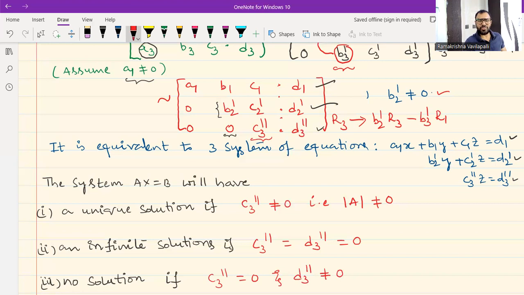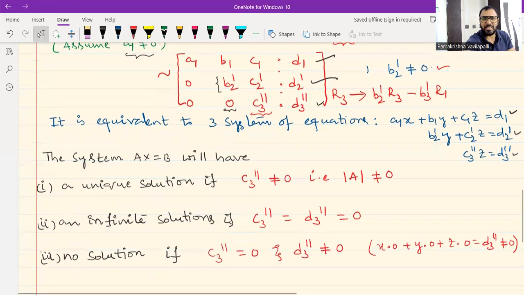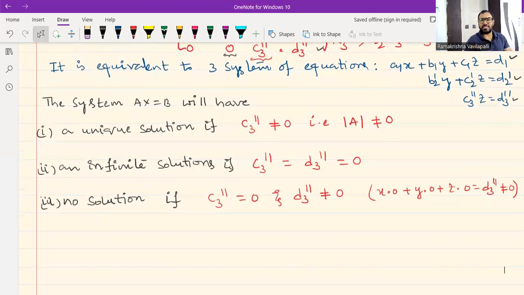Which means that if you see C3 double dash equal to 0, that means x into 0 plus y into 0 plus z into 0 equal to D3 double dash not equal to 0 is not possible. That's why there is no solution at all. So if you can remember these 3 concepts, you can solve plenty of questions very fast, just in 2 minutes. Each question can be solved in just 2 minutes.